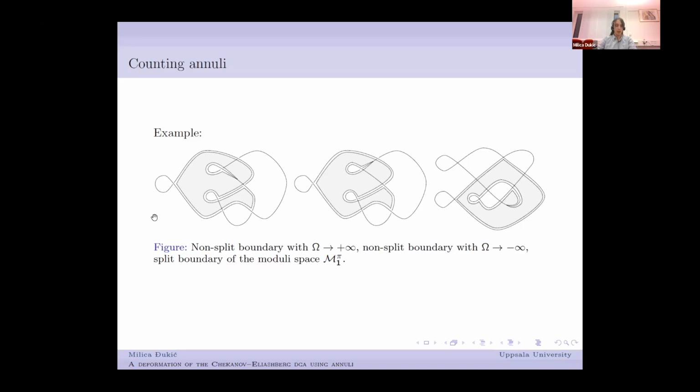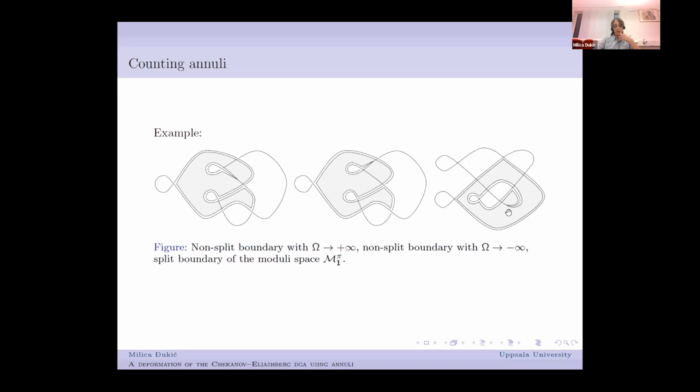So the obstruction section in the first case is going to converge to plus or minus infinity. In this first figure, it will converge to plus infinity, in the second to minus infinity.